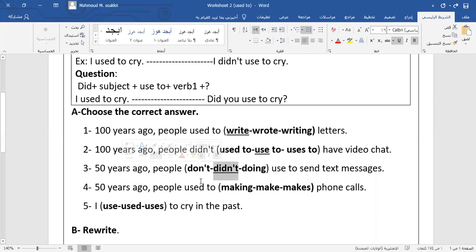Mustafa, here can we use don't? No. Is it present or past? The sentence is about the present or about the past? Look, we have 50 years ago. Is 50 years ago telling us about present or about past? About past. 50 years ago is in the past. Okay. Thank you.